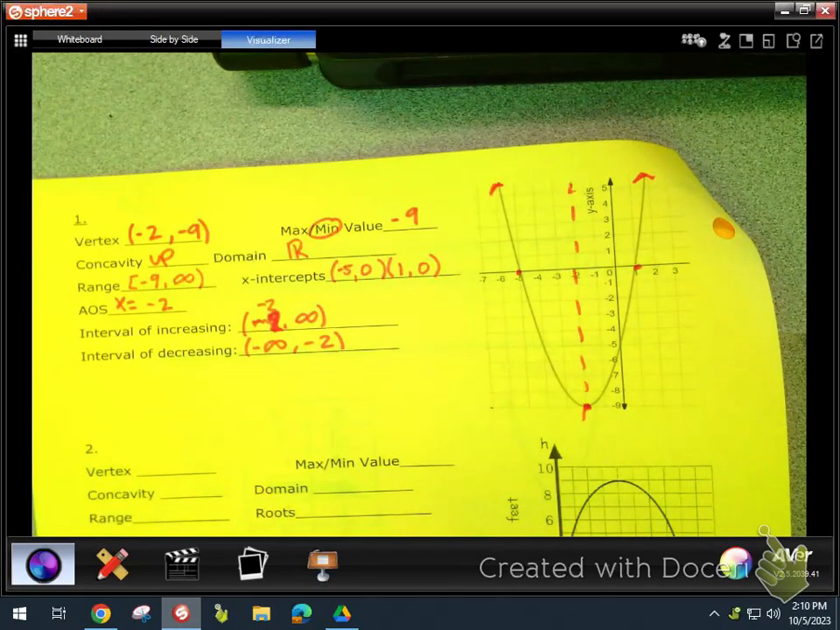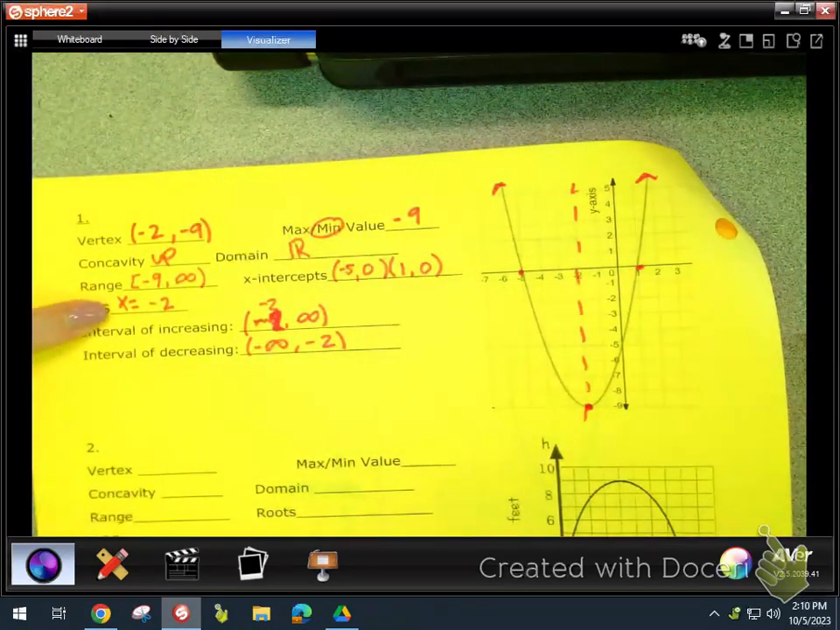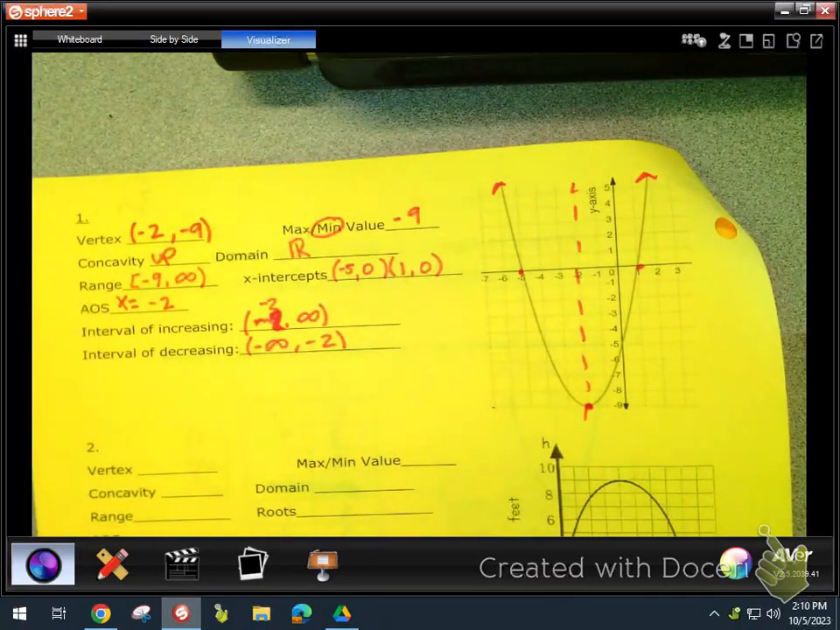Your interval with your range, the y value, that maximum or minimum value, it has to have including a bracket or equal to. If you do inequalities, that's really important. AOS has to be x equals. Most of y'all did that right last test, but I did take it off for a couple people. Okay, so look at that there.